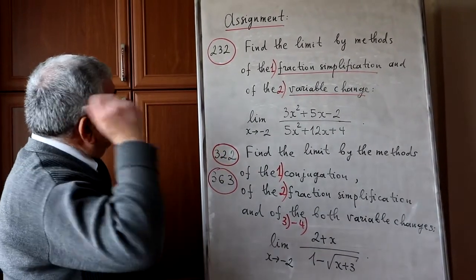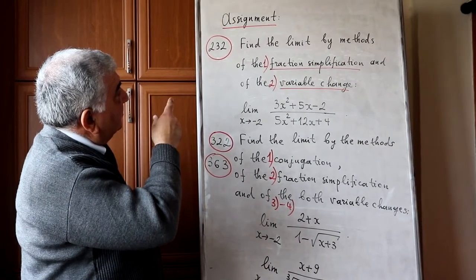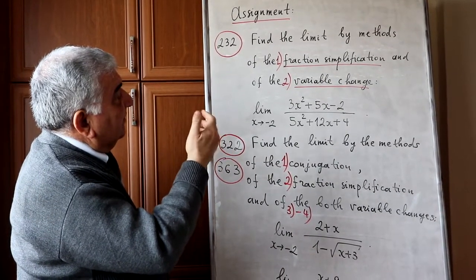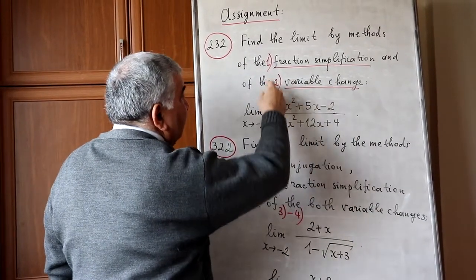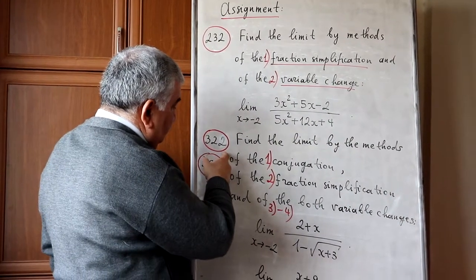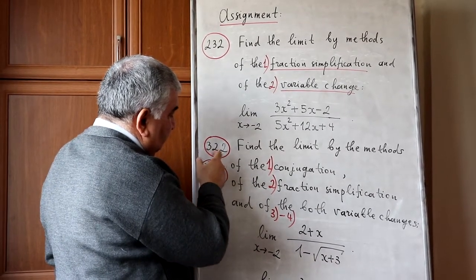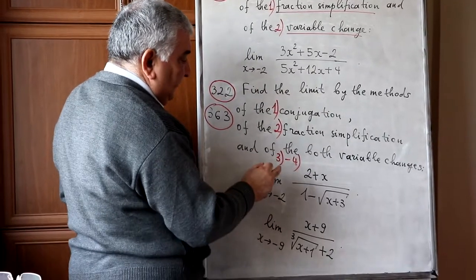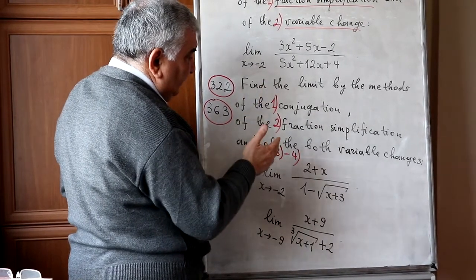Now please rewrite your assignment number 232. Find the limit by the method of fraction simplification and of the variable change. That is, calculate this limit by two methods. Then here I give you two examples, 322 and 363, two limits which must be solved by the fourth method.